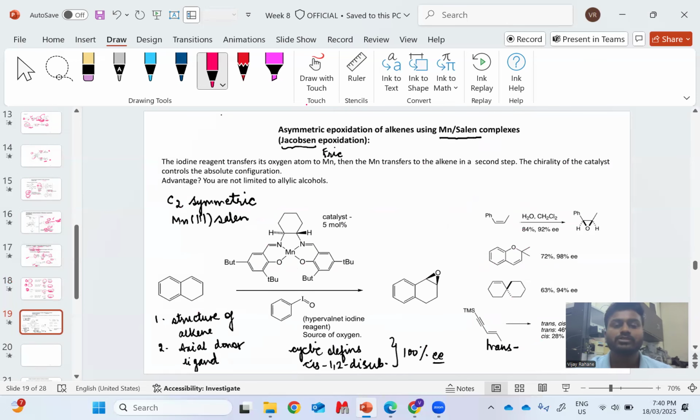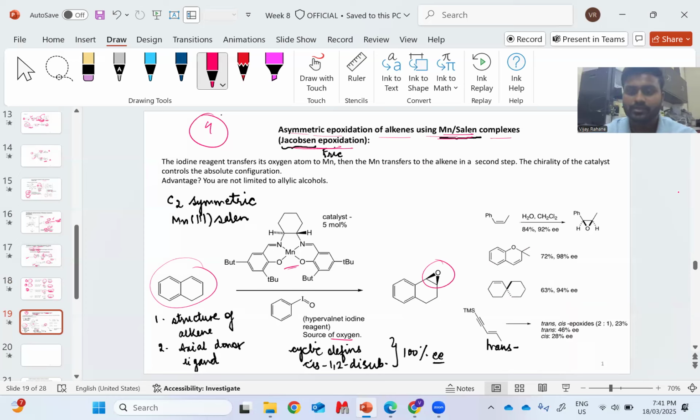Further, we go toward the asymmetric epoxidation of alkenes. This is the fourth type of reaction: epoxidation of the alkene using the amine salen complex. This is called the Jacobsen epoxidation, and you can see the manganese based ligand here, and hypervalent iodine as the source of oxygen, and it does the enantioselective epoxidation.